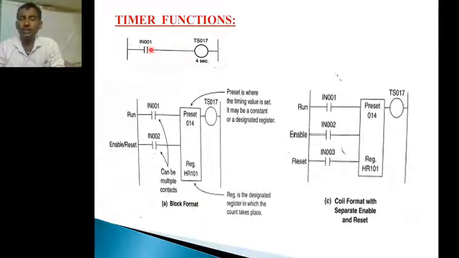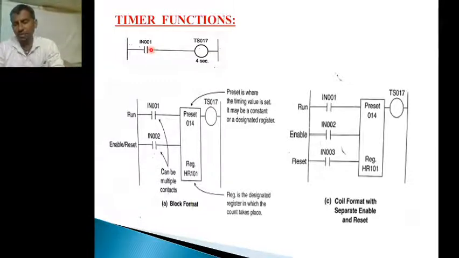Suppose we set the timer value as 4 seconds, then there is one disadvantage in this syntax. If the timer setting time is 4 seconds, and you make IN001 on and the operation runs, then the output TS017 will be on after 4 seconds. But if for any reason IN001 goes off, then the timer will also be off, and when the power is on again and IN001 is on again, the timer does not continue from where it stopped.